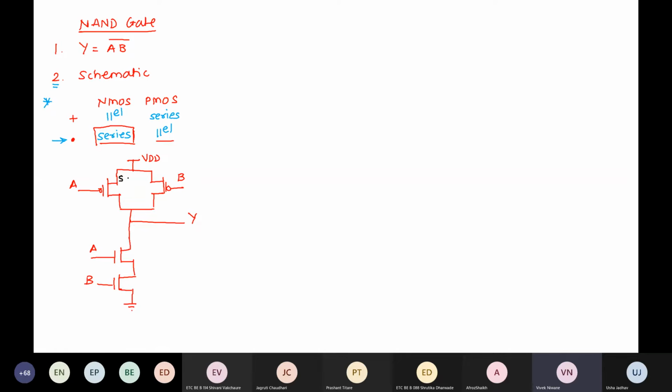Whichever terminal of the NMOS is connected to ground, it is source. The remaining terminal becomes automatically drain.